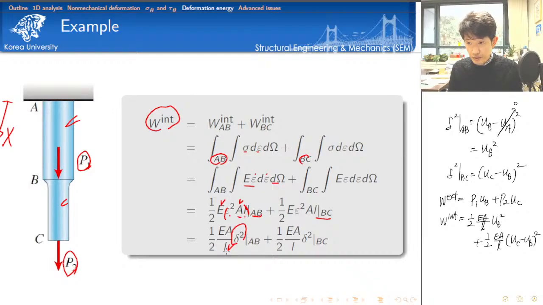be equal to 0. That's why if you take the derivative of this work balance with respect to UB, that should be equal to 0. And also if you take the derivative with respect to UC, that should also be equal to 0. So we can obtain the force equilibrium automatically if we use the energy balance equation.